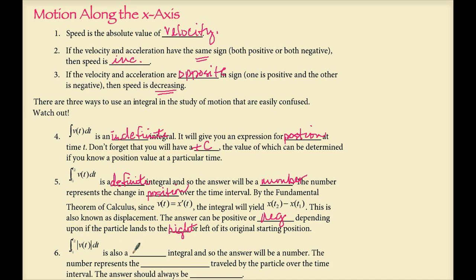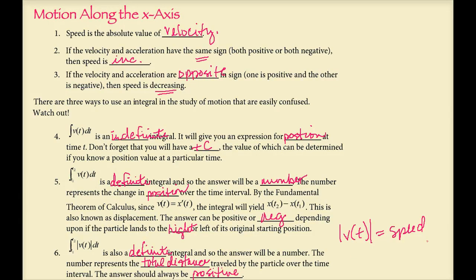is also a definite integral. And so the answer will be a number. The number represents the total distance traveled by the particle over the time interval. The answer should always be positive. The absolute value of the velocity function is the speed function. Essentially, it converts all negative velocities to positive velocities so that you'll get total distance traveled rather than displacement when you integrate.